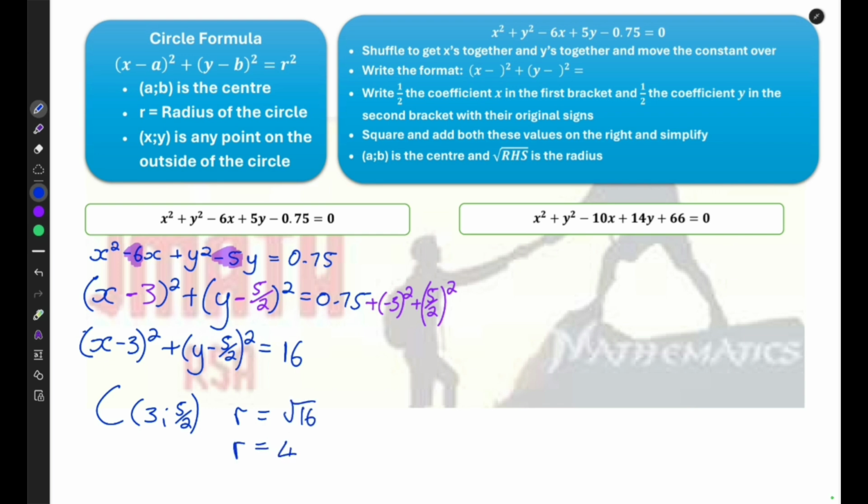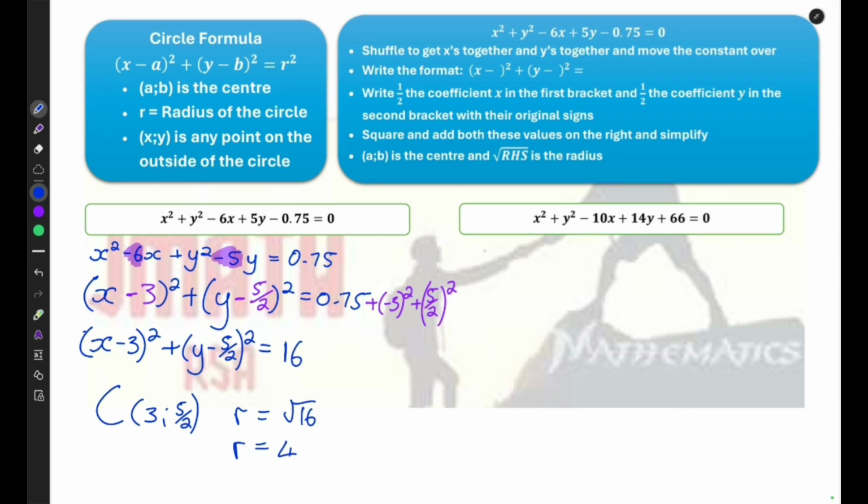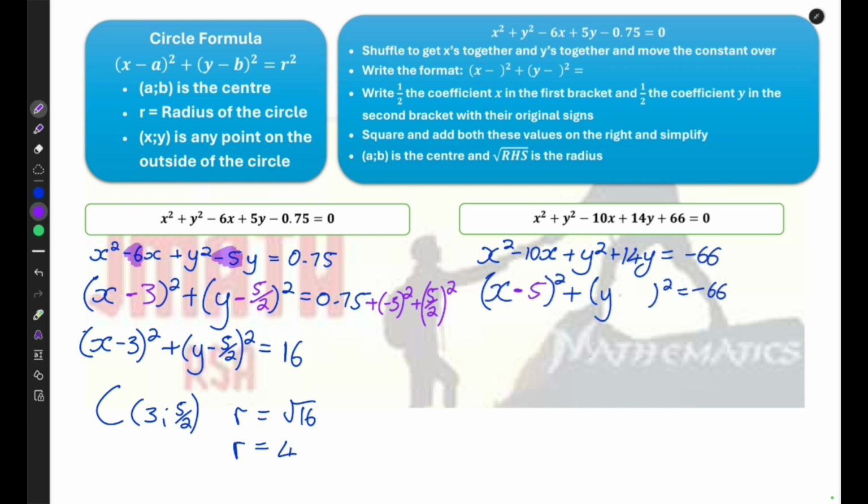Let's do that again, and try it this time, see if it makes sense. Firstly, I'm going to shuffle, so x squared minus 10x plus y squared plus 14y is equal to minus 66. Now, I can just half the 10, so minus 5 goes there, plus 7 goes there. I must add 5 squared. So remember, you can write the minus there. It's going to square away anyway. And then this is just plus 7 squared.